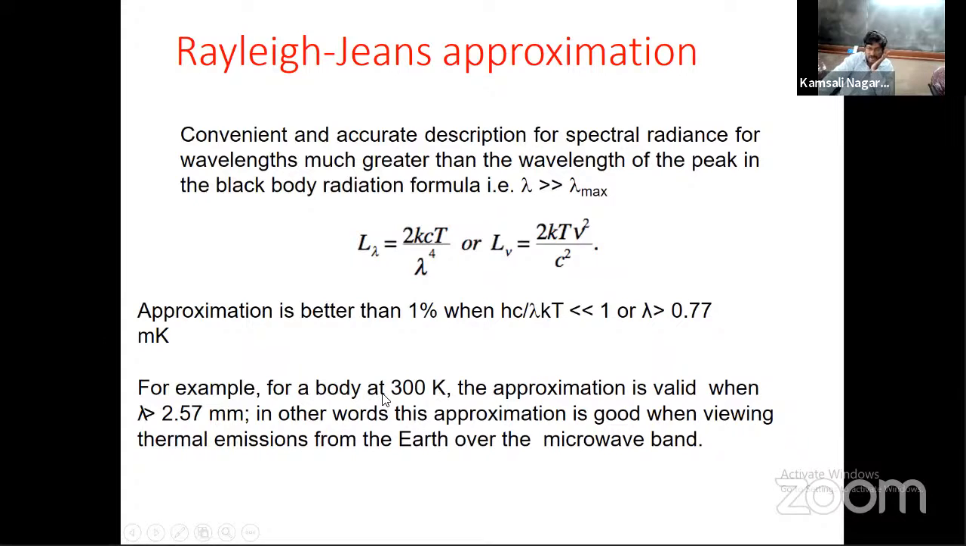For example, for a body at 300 degrees Kelvin, as far as the Earth is considered, the approximation is valid when the wavelength is much greater than 2.57 micrometer. If it is less than that, it may not be valid. In other words, this approximation is good when viewing thermal radiation from the Earth over the microwave. Compared to the microwave, if you use this expression for thermal emission, then Rayleigh's law can approximate it to a great extent.